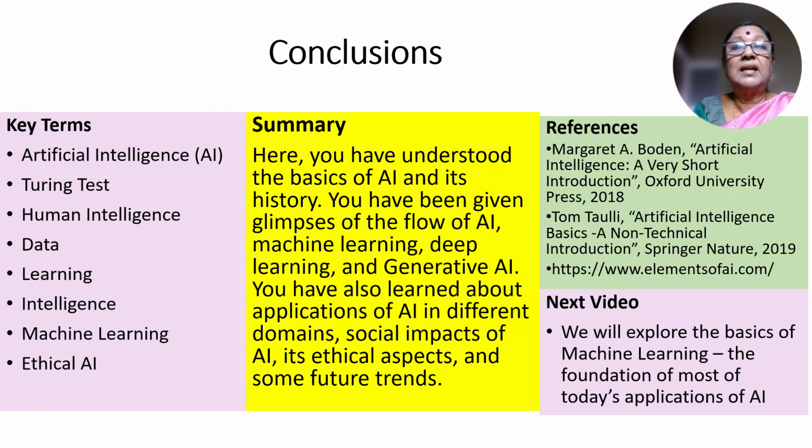And now let us come to the conclusions. Some terms we have seen are artificial intelligence, AI, of course, Turing test, human intelligence, data, learning, intelligence, machine learning, and ethical AI. So here you have understood the basics of AI and its history. You have been given glimpses of the flow of AI, machine learning, deep learning, and generative AI. You've also learned about some tasks in different applications of AI in different domains, the social impacts of AI, and the ethical aspects, and we have touched upon some future trends. I've given you the references here.